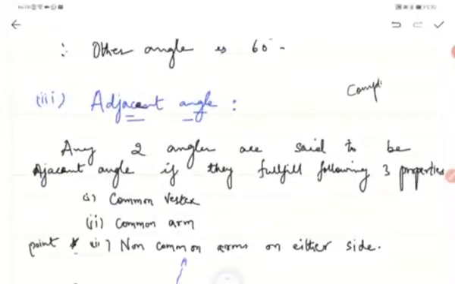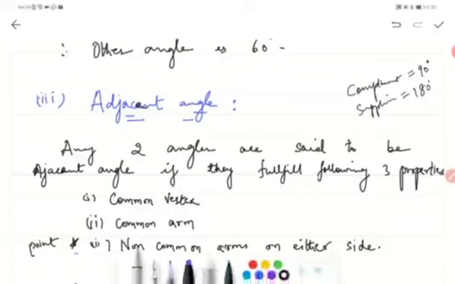Complementary is what? Supplementary is what? Complementary angles are the angles whose sum should be equal to 90 degrees, and for supplementary angles, the sum of the angle measures should be equal to 180 degrees. So if they give you the sum as 90, it is complementary, and if it gives you the sum as 180, then it is supplementary angles.